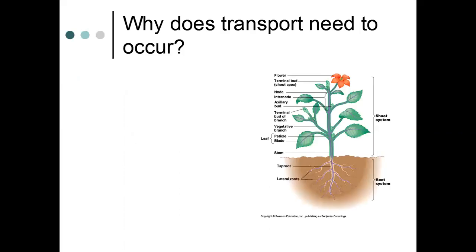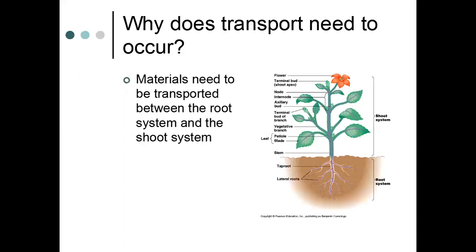Why does transport need to occur? Materials need to be transported between the root system and the shoot system. The underground part of the plant is called the root system, and the part outside the soil is called the shoot system. The root system consists of roots and root hairs, and the shoot consists of flowers, leaves, stems, etc.